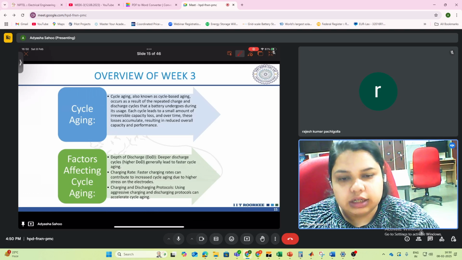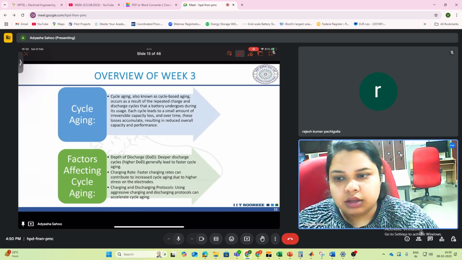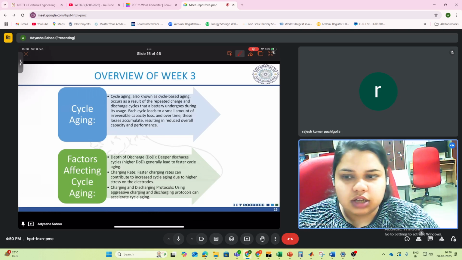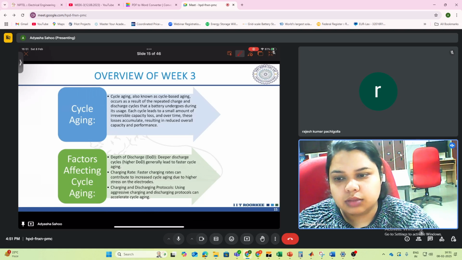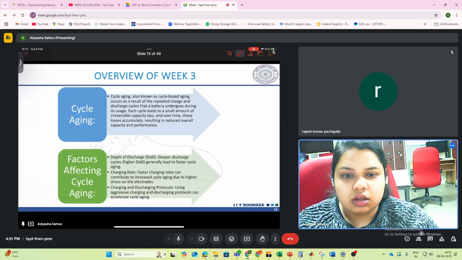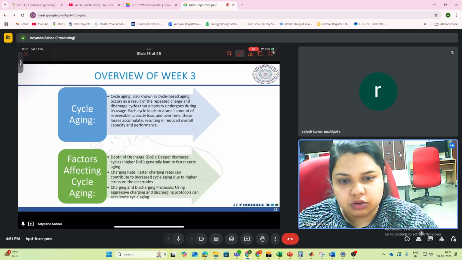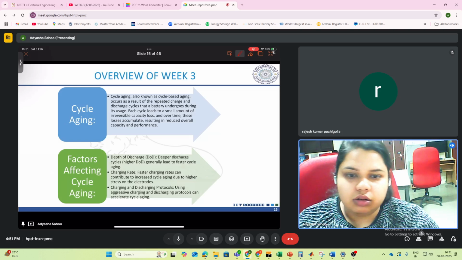So the greater the depth of discharge, generally the faster the cycle aging. Similarly, the faster the charging rate, similarly, there will be an increase in the cycle aging of the batteries. Similarly, charging and discharging protocols. Each battery will have some manuals, some protocols on how to handle these batteries. So if you do not stick to the rules that are in the protocols, then they can also accelerate the aging of the batteries.